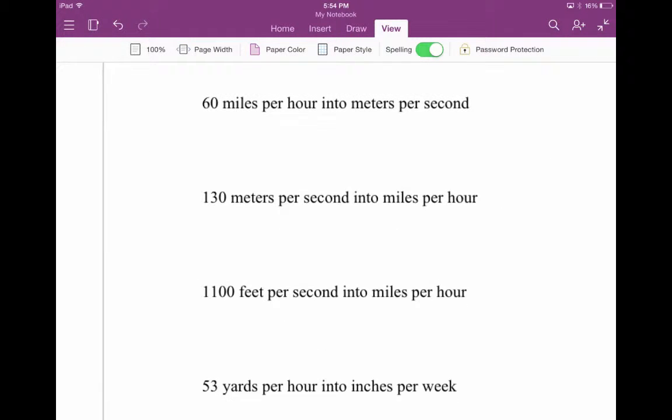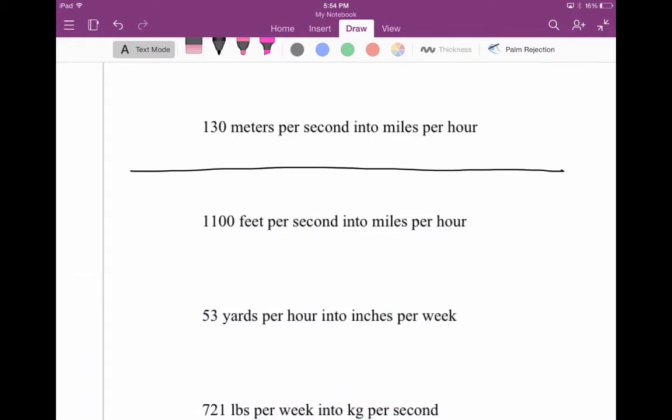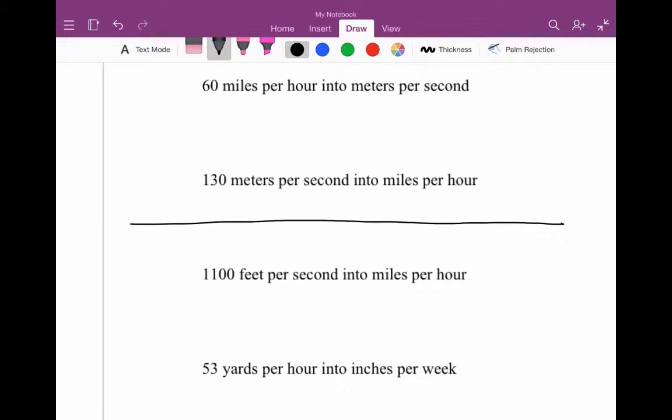Moving on to the next page. These ones are more complex. I'll go a little bit slower here, but through the practice problems you should be able to catch on. Our first one, 130 meters per second into miles per hour. This word per means divided by, so these are all going to be fractions. We have 130 meters per second into miles per hour.